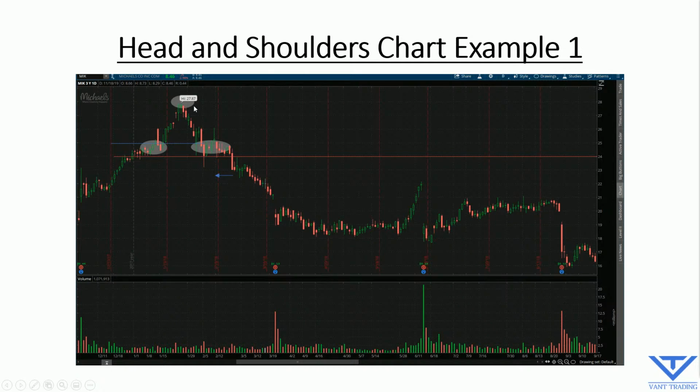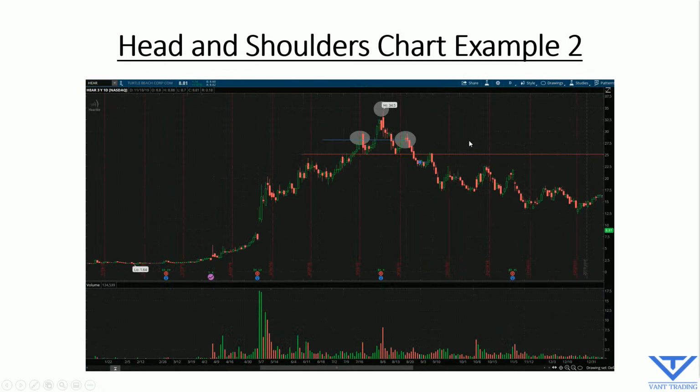The bulls were in control, and then they drove it back down. They couldn't get back above this previous resistance, and that was all she wrote. Let's look at another head and shoulders.